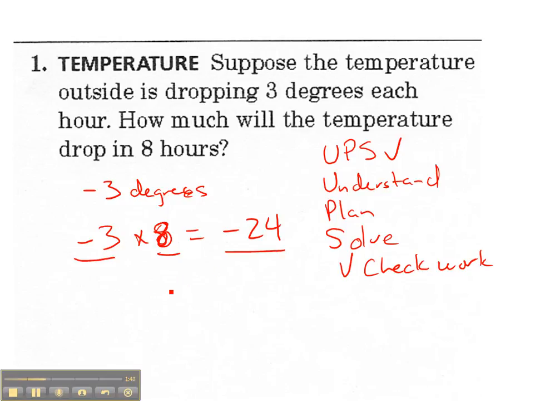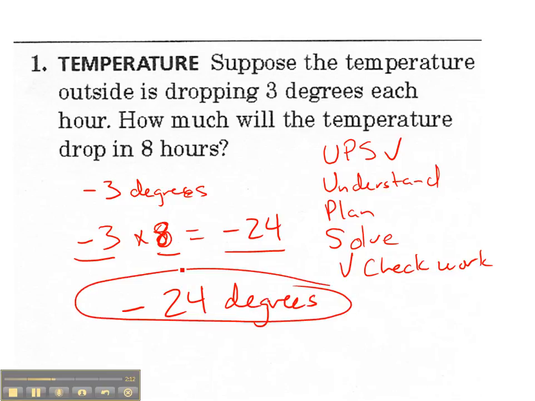So then check your work. Does this seem reasonable? If the temperature dropped 3 degrees each hour in 8 hours, do you think it seems reasonable that it would have dropped 24 degrees? That seems about right. -3 every hour for 8 hours is the same as -3 times 8, so -24 would be the answer. So -24 degrees would be the change in temperature over 8 hours.